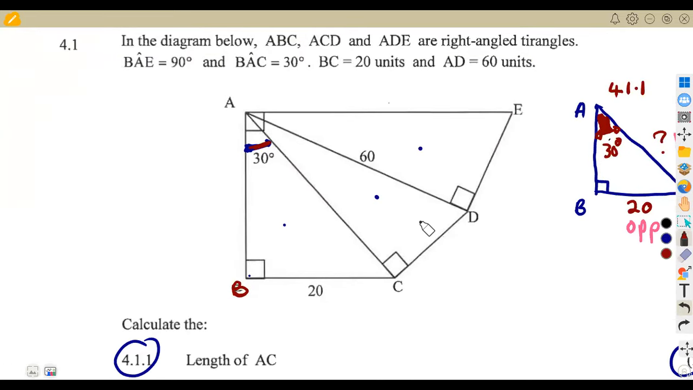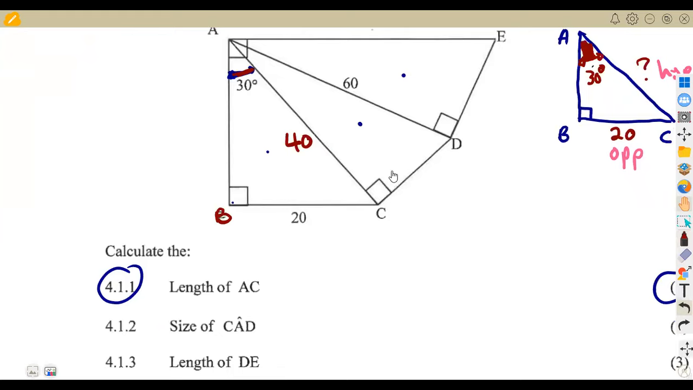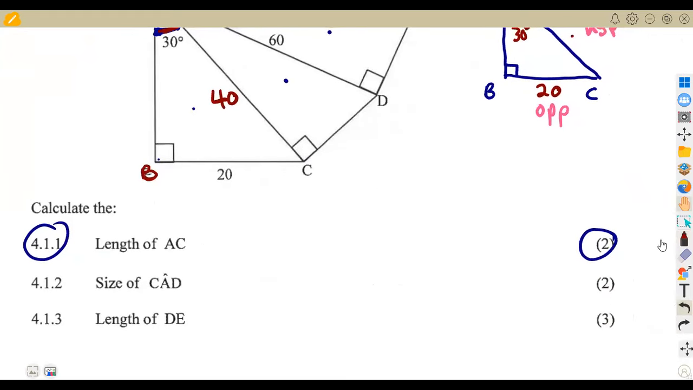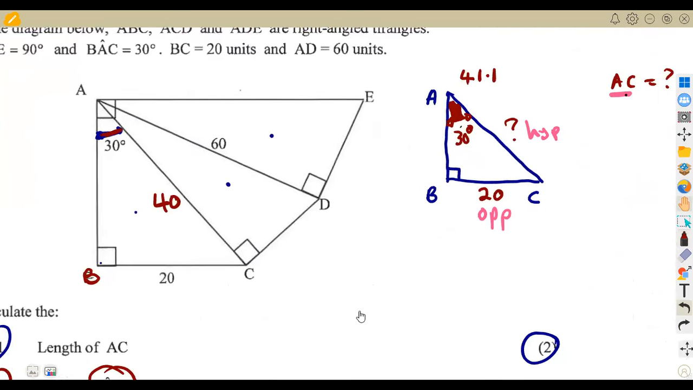So it means now we have this side from A to C. We have got 40 there. So let us see. Calculate the size of CAB. That is the angle in this case. CAD, the angle CAD.